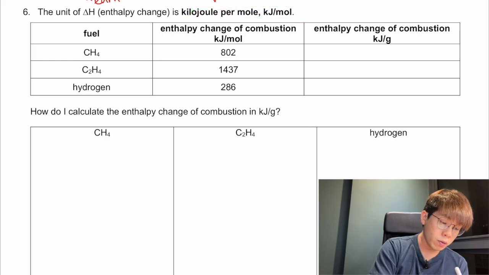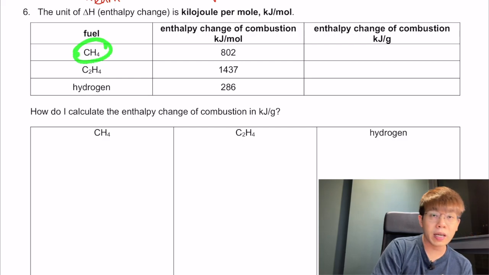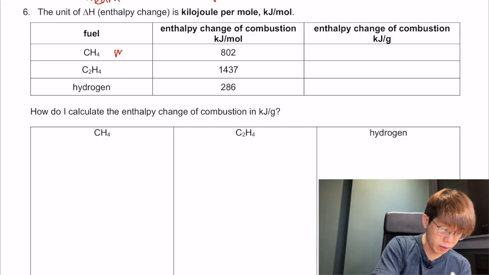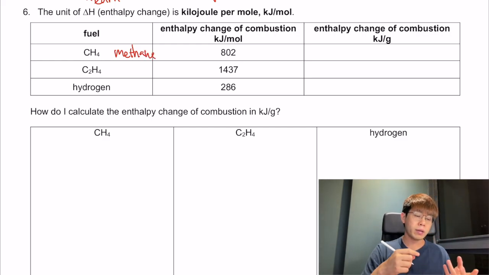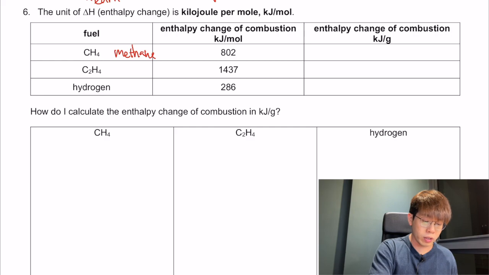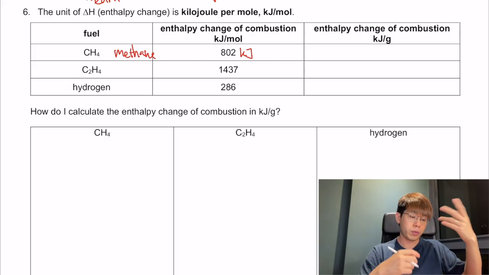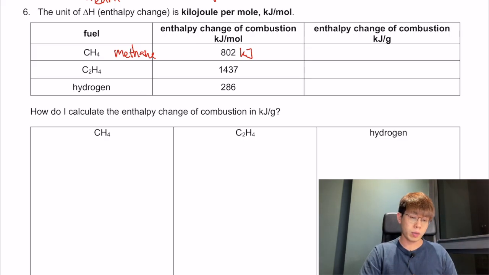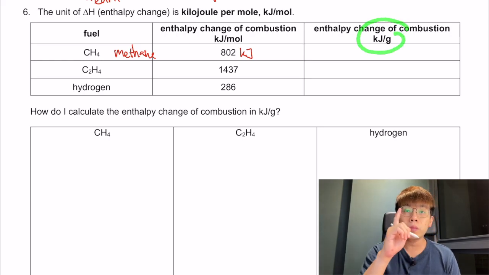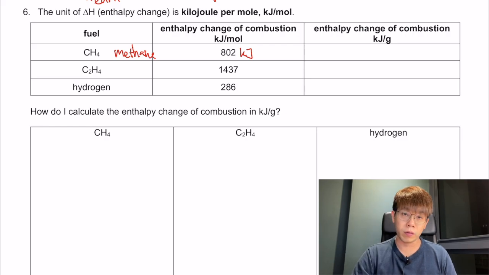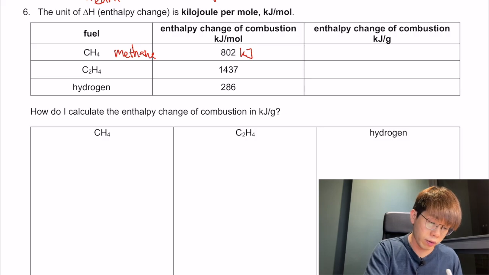That means when I burn 1 mole of CH4, by the way, this is methane, I will get this amount, 802 kilojoules of energy. If I burn 1 mole, I produce 802 kilojoules of energy. So now I want to count, if I burn 1 gram, what is the amount of energy formed? Okay, so let's think about it. I'll write the working here.